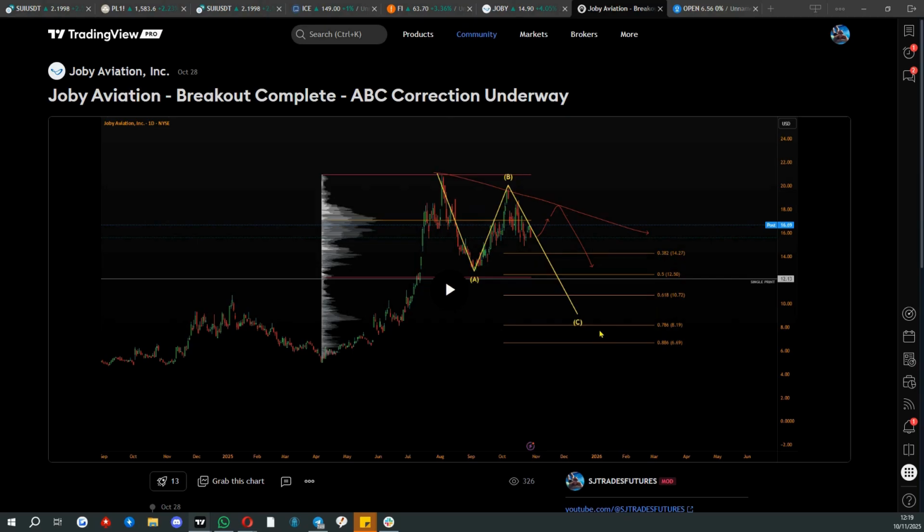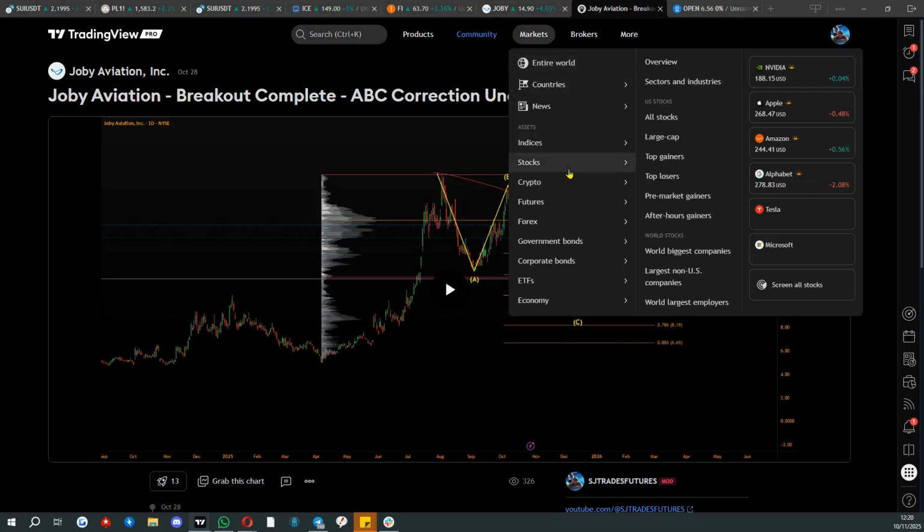And on Friday, we had a bit of a sell-off into the European session, into the US session, and late in that US session on Friday, we saw a V reversal, a complete reversal in fact, and Joby ended up finishing 4% in the green, along with countless other stocks.